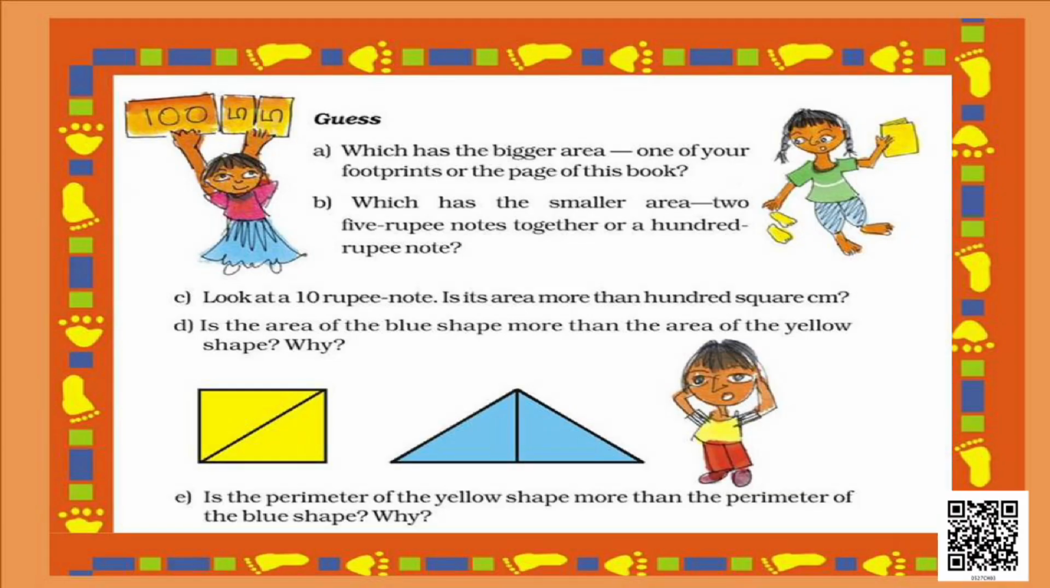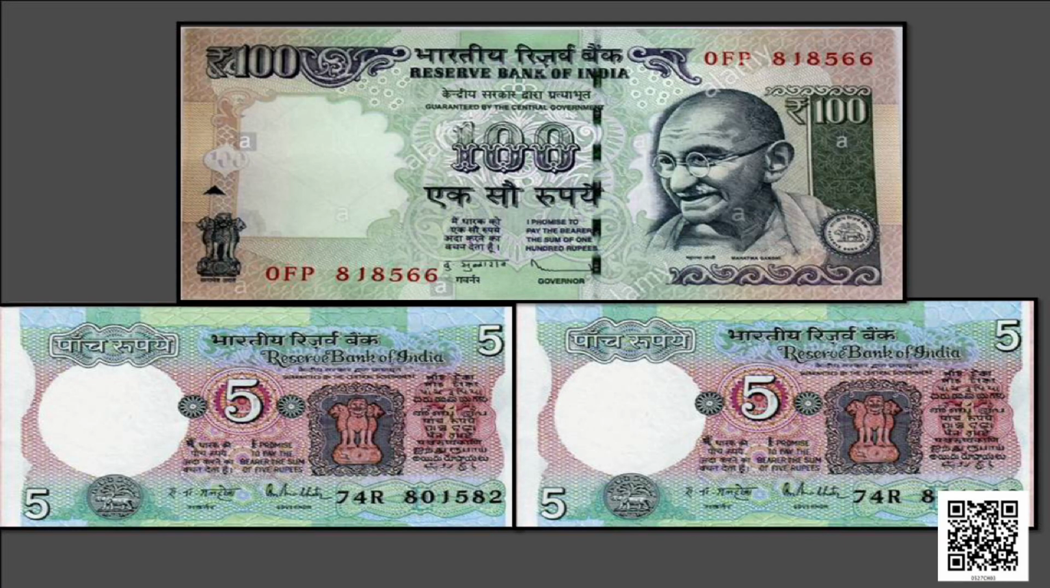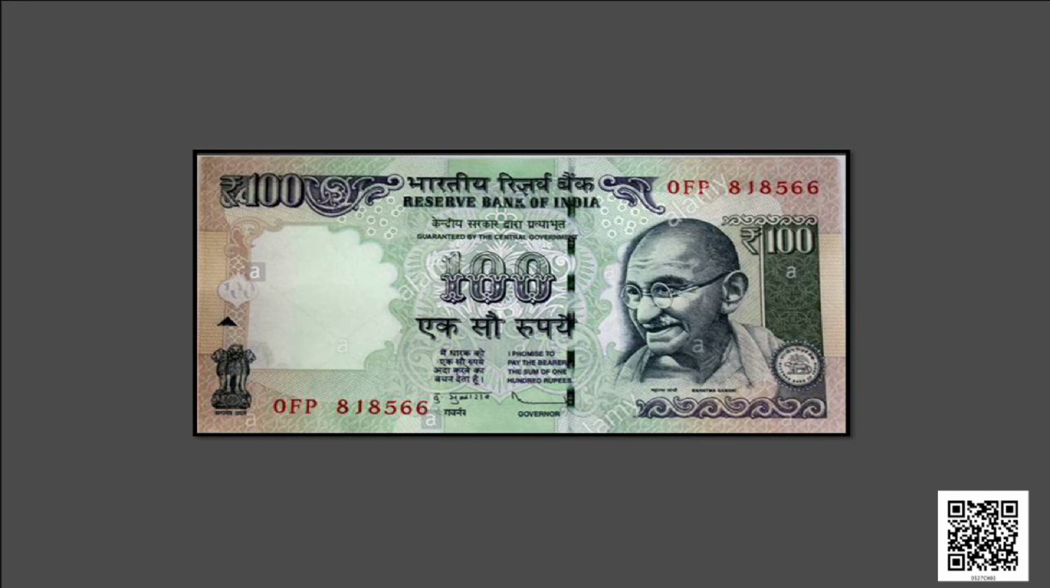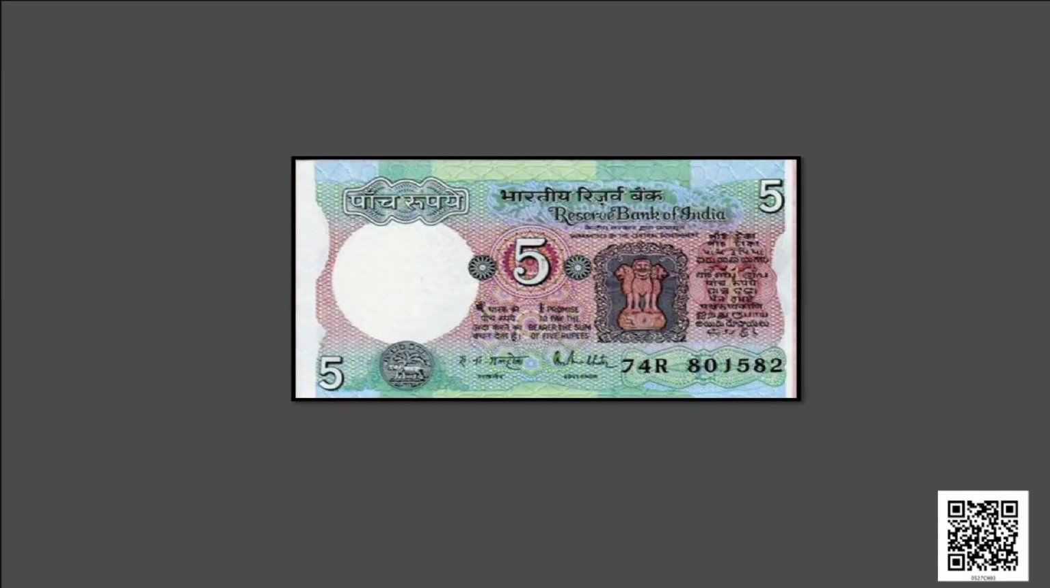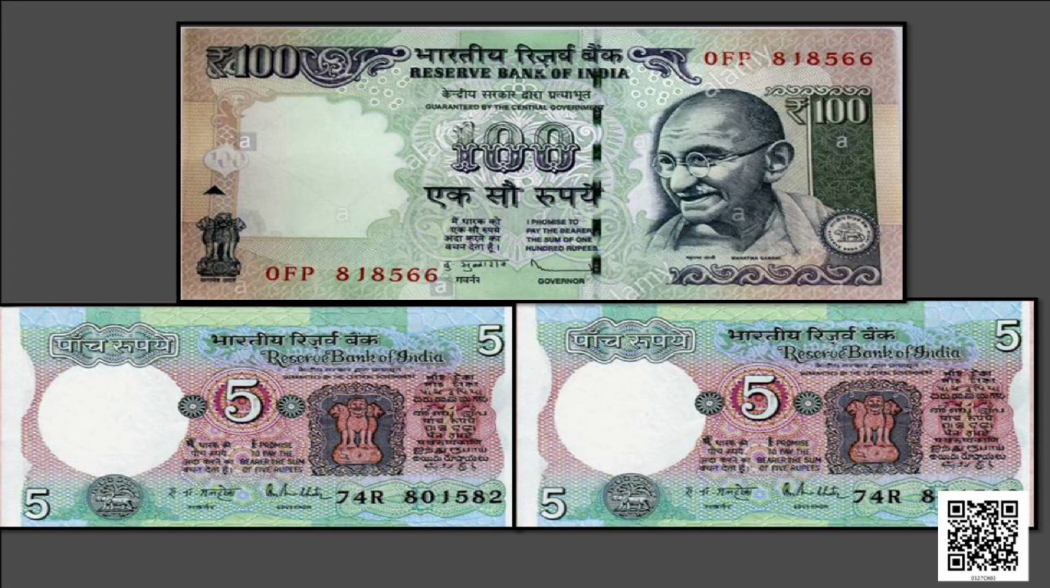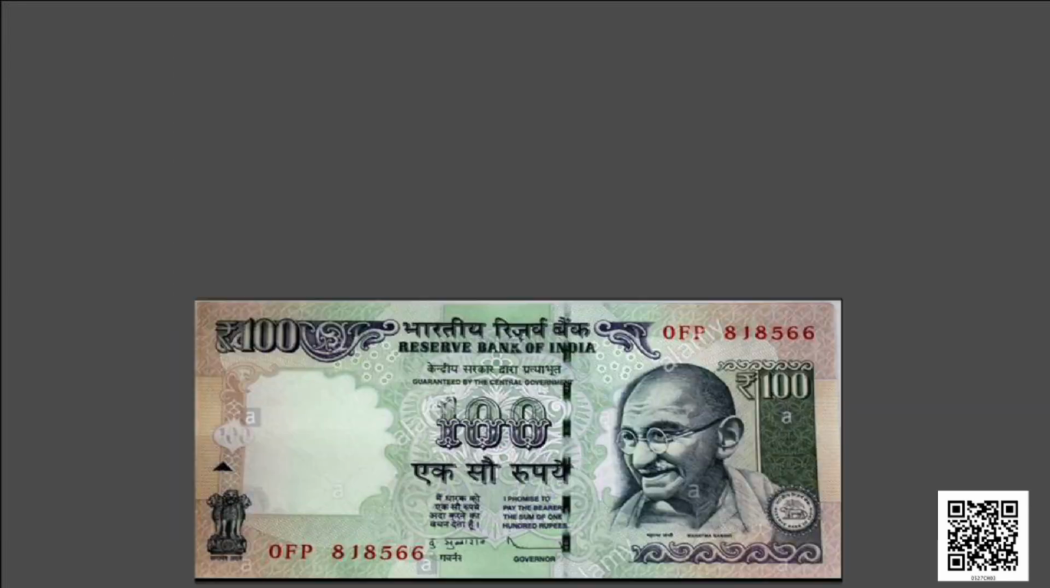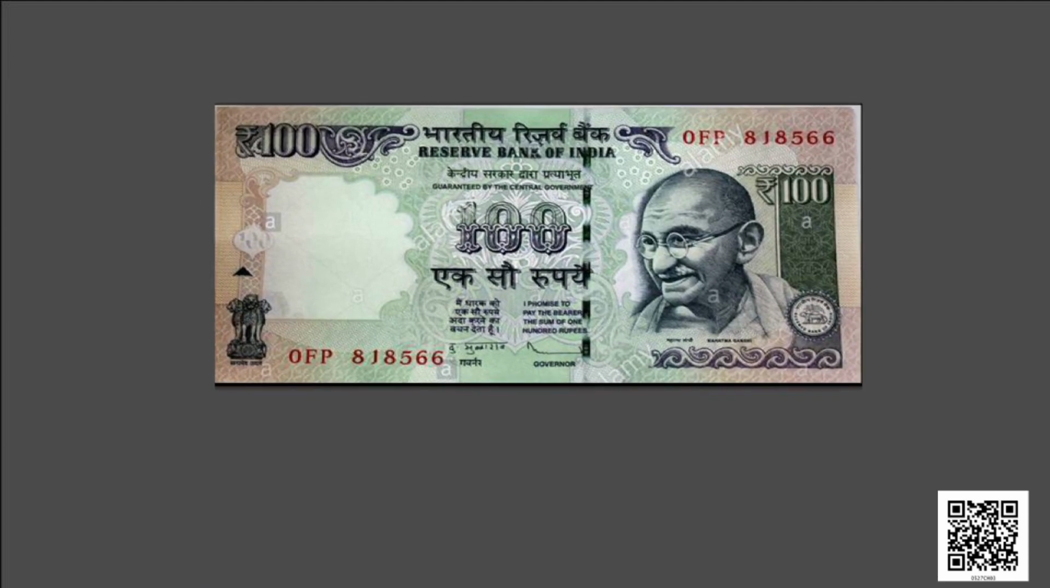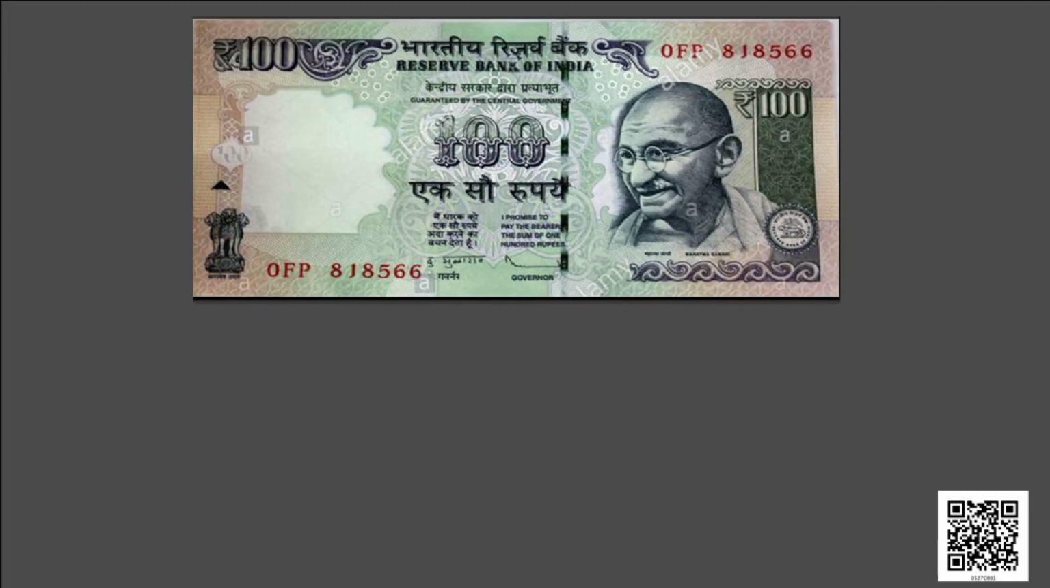Another question is there, which has the smaller area? Two 5 rupee notes together or a 100 rupee note? Okay, let's check it. Oh, I have got a 100 rupee note and two 5 rupee notes. Can you find out which has the larger area? Okay, so this is now a rectangle.